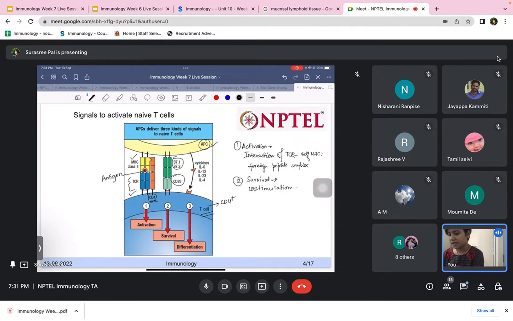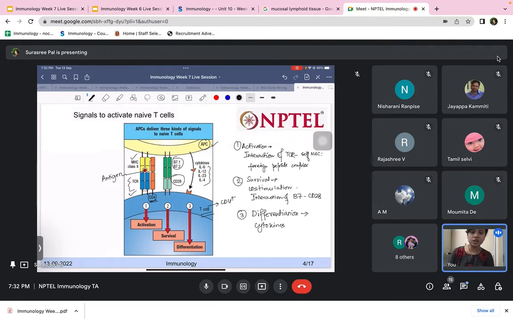Okay, so co-stimulation. So this is the interaction of B7, CD28. All right. And there is another signal which is required for this kind of activation, which is the cytokine signal. So the differentiation, now that the T cells are activated, they will be differentiated on the basis of the cytokines. Right? There are several cytokines which help the T cell to differentiate into several types of the T cell or the subsets of the T cell. All right. So these are the three signals which are required for any naive T cell to undergo activation and finally differentiation. Is that clear?